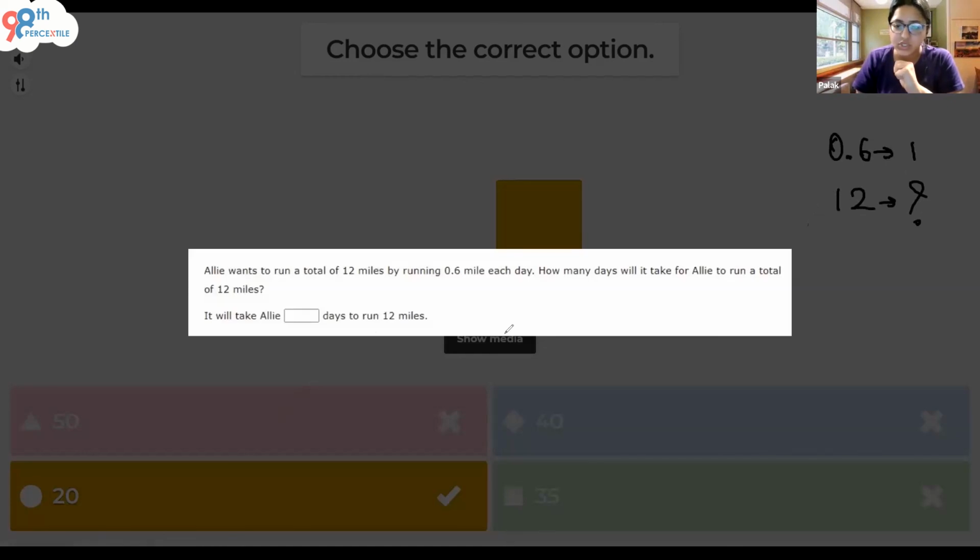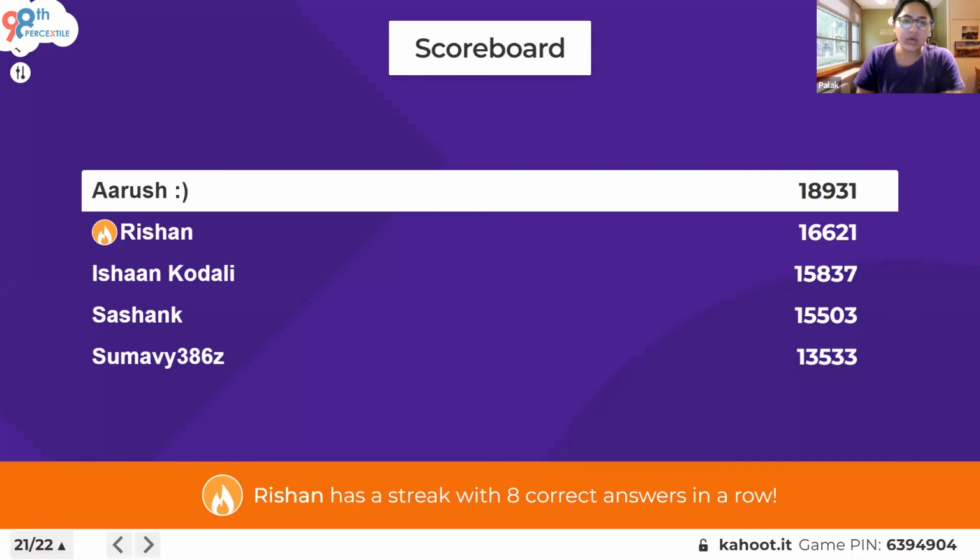Okay, Khushi, Ishan, Avyay, Arush, Divit, Rayan, all of you are correct. It's going to be 20, right? So since 0.6 multiplied with 20 gives us 12, that is why 1 multiplied with 20 gives us the answer, which is 20 days. Is the question understood by all of you? Any queries, any difficulties with this one? Okay, good. So having a second last look at the scoreboard, Arush again maintaining his position with Rishan, Ishan, Sashank and Samavi following up closely.